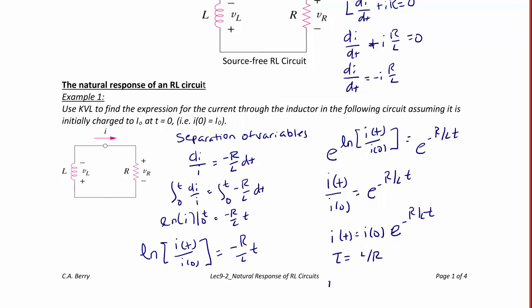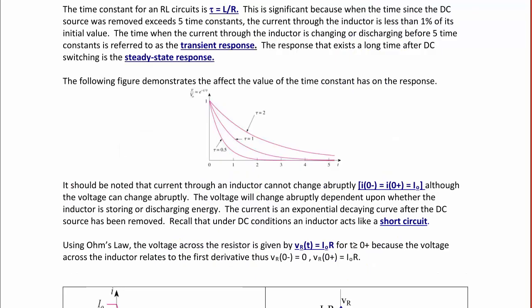Notice the key information we need is the initial current and something we call the time constant, which measures how long it takes to get to the final value, where tau is equal to L over R. So I can now write that equation as I of t equals I of 0 e to the negative t over tau. The time constant for an RL circuit is tau equals L over R.